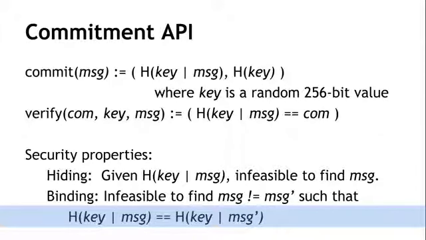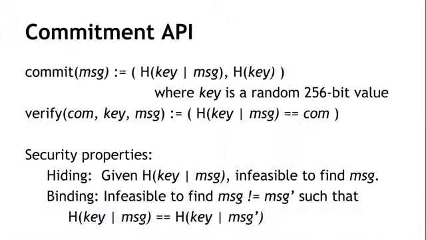Well, it turns out that that's exactly the hiding property that we talked about before. Key was chosen as a random 256-bit value, and therefore the hiding property says that if we take the message and we put before it something that was chosen from a very spread out distribution, like I said, a random 256-bit value, then it's infeasible to find the message. So this is exactly the hiding property.